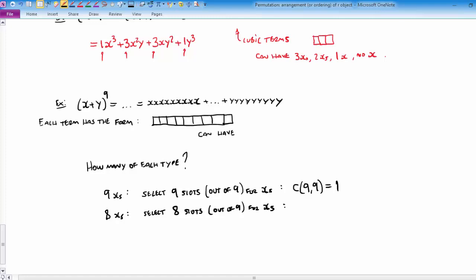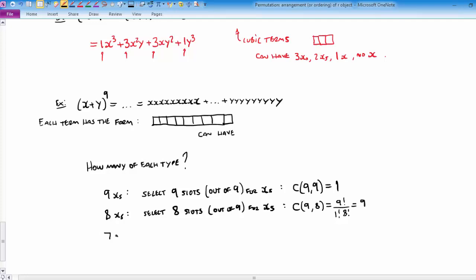And how many of those terms do we have? Well, we can count that by computing the combination. Out of those 9 slots that we have available, we're grabbing 8 of them for our x's. So this will give us the total number of those terms that we have in the expansion. According to the formula, this would be 9 factorial divided by 1 factorial times 8 factorial. And this would be 9. There would be 9 of those terms.